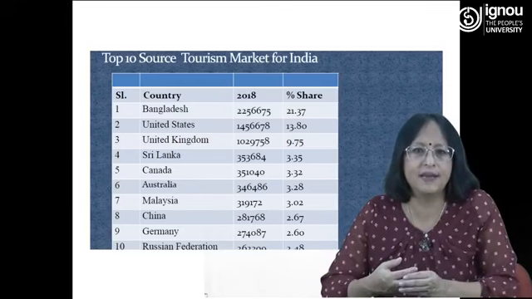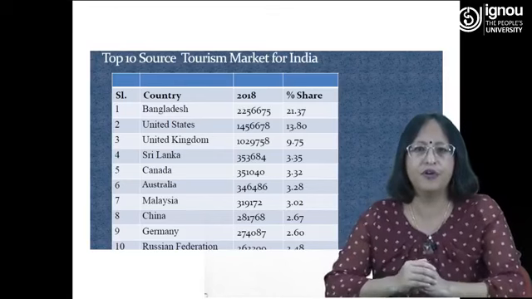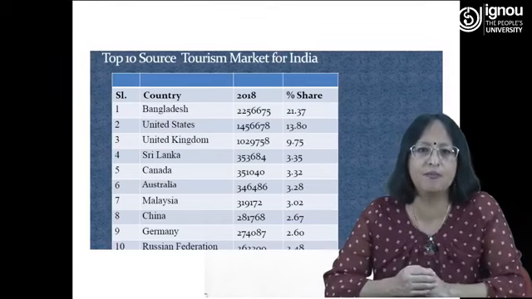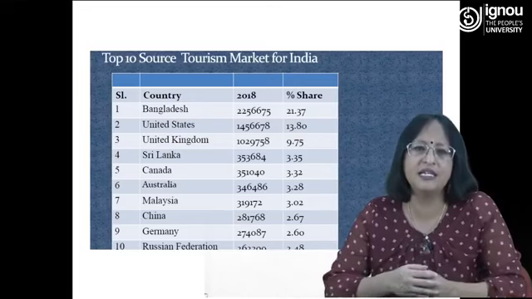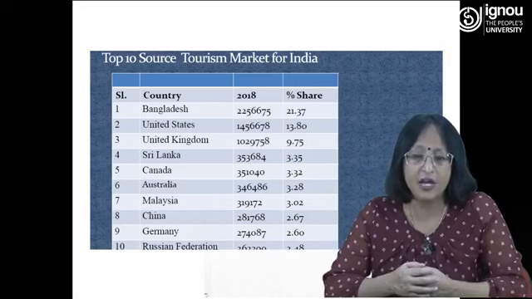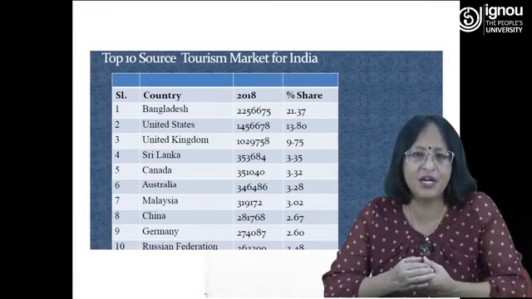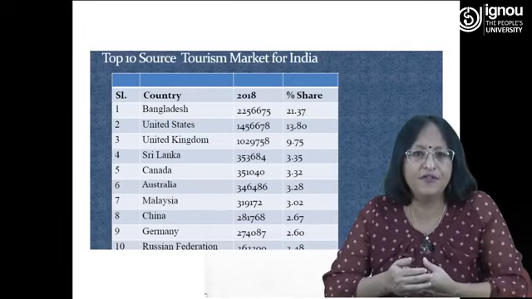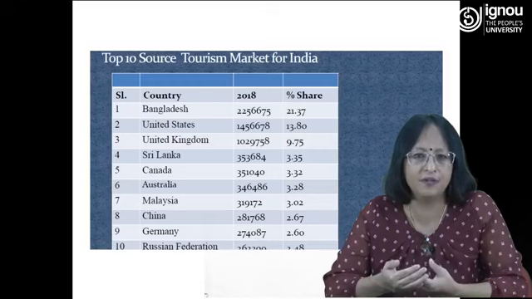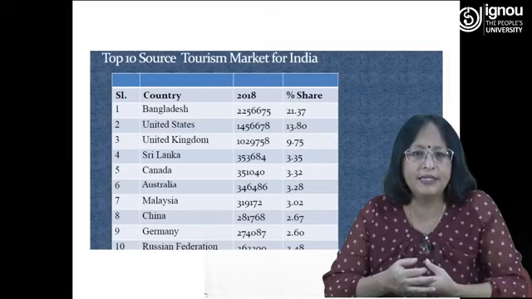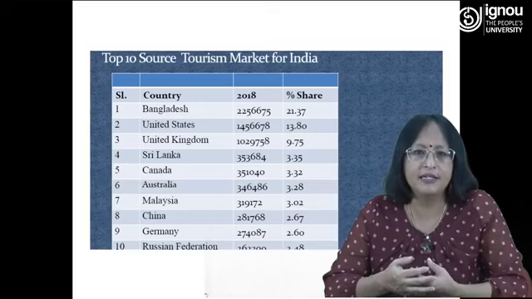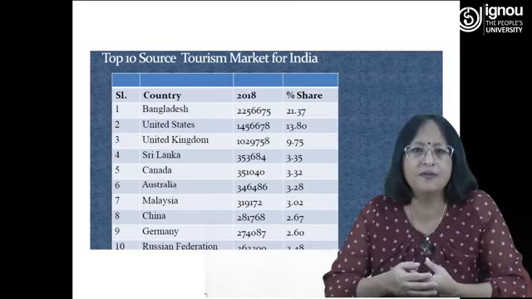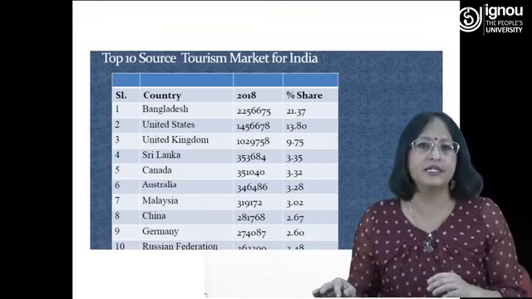And Sri Lanka also sends an equally sizable number of tourists. Canada is there, Australia is there, Malaysia is there, China is there, then Germany in the 9th rank, and the Russian Federation in the 10th. So if you look at this, we have Bangladesh and Sri Lanka, which come under the South Asia region, and they are India's neighbors. Apart from that, among the European countries, Russia is there, Germany is also there, and the United Kingdom is there. And Americans are also coming into India, a high number of them, the United States and Canada from the American continent.